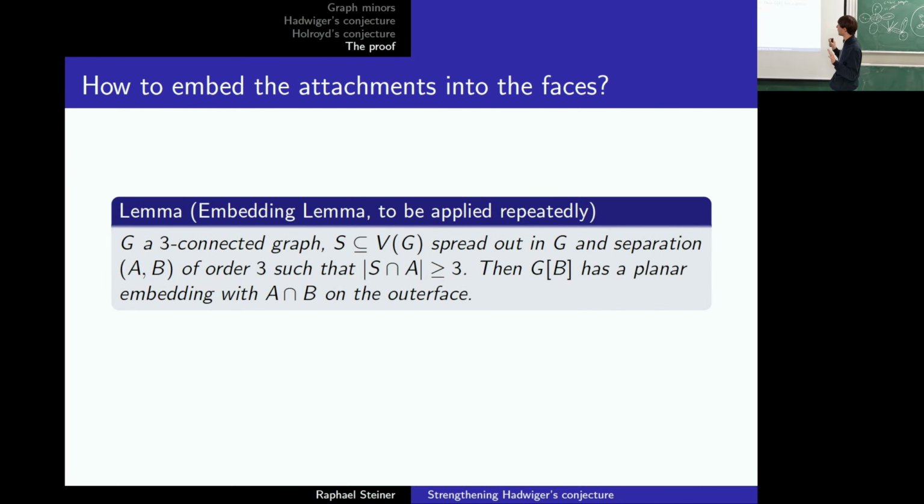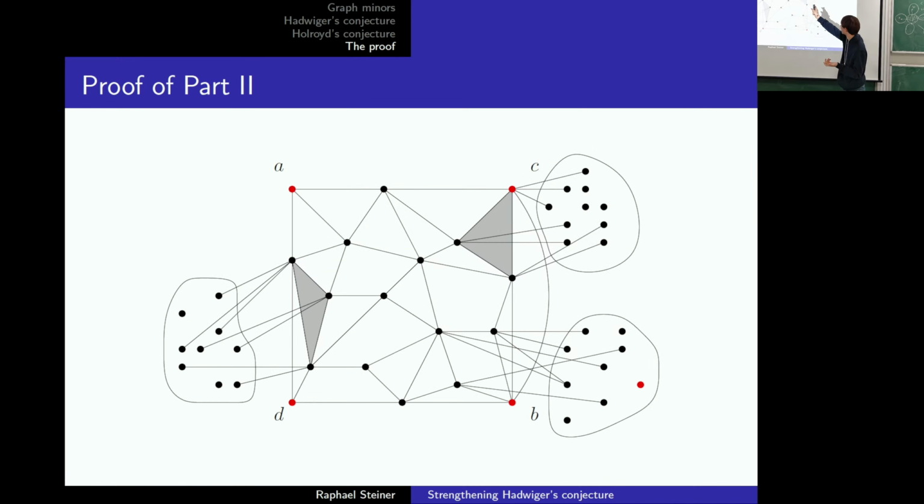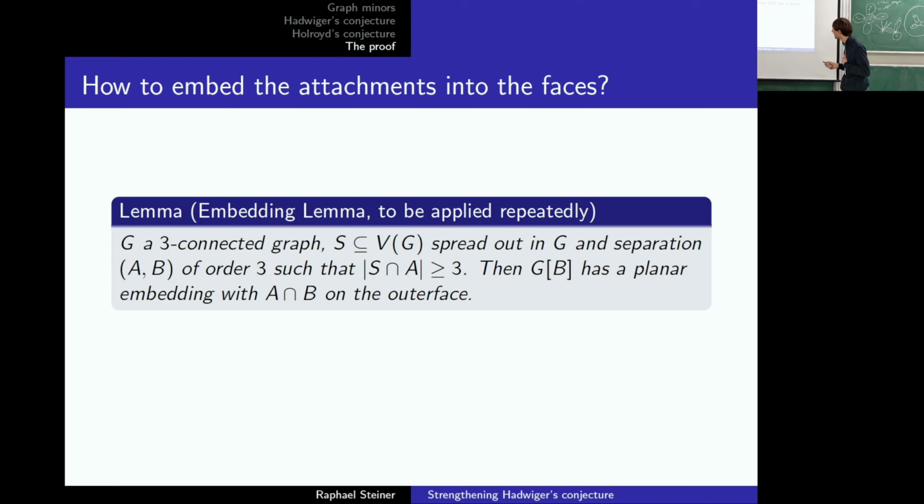It says exactly this. We have a frequent graph, spread out. It's the same assumptions as in the other statement. And now you have a separation A, B, where A is the left side, B is the right side. And on the left side you have at least three vertices. Okay, we obviously have this, because we actually have at least four vertices on one side. Then you get a planar embedding of the right hand side, where the separator is on the outer face.